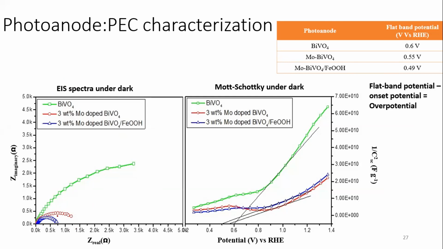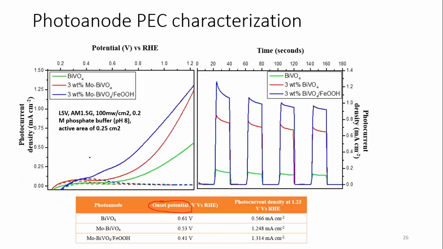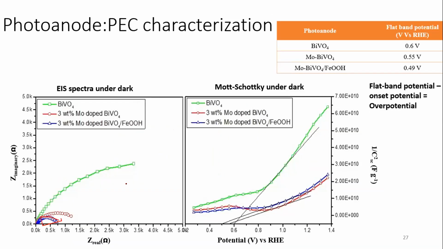One can estimate that if you have a smaller semicircle, it means that it has a smaller interfacial charge transfer resistance. So you see that compared to bare, we get a smaller semicircle for this doped one with the co-catalyst. That actually results in improved photocurrent as well as improved onset potential.